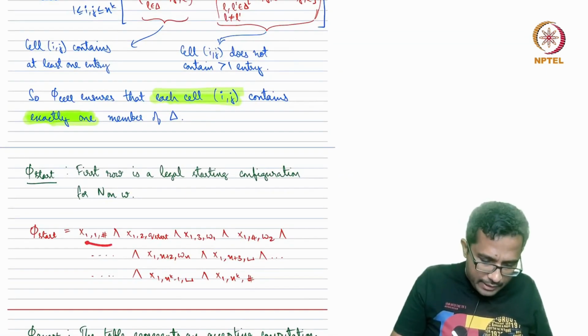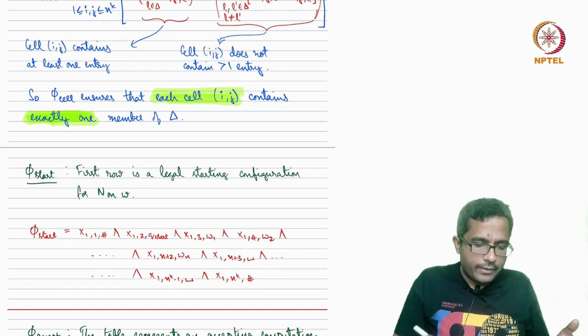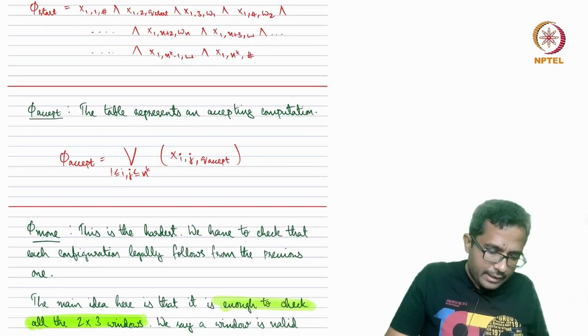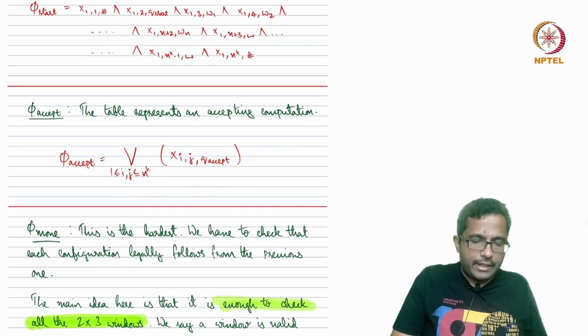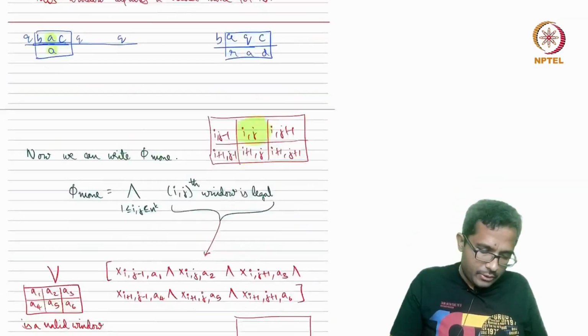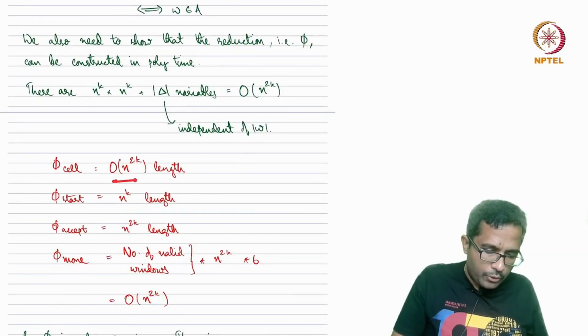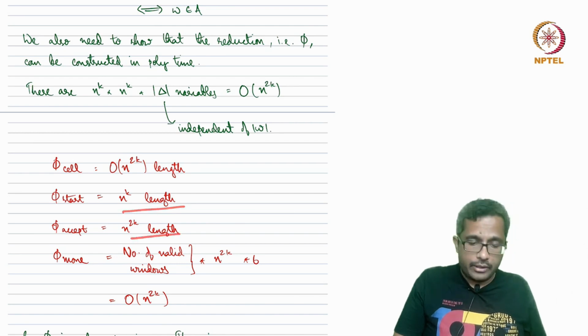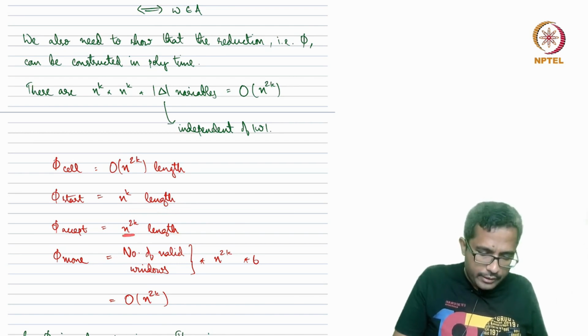Phi start, basically there is only one row, so it has only n power k, not even O, it is just n power k variables. And phi accept has n power 2k variables, again not even asymptotic, exactly n power 2k variables. So that's what I have written here. Phi cell has O of n power 2k length, phi start has n power k length, phi accept has n power 2k length, okay, so there is not even O here.